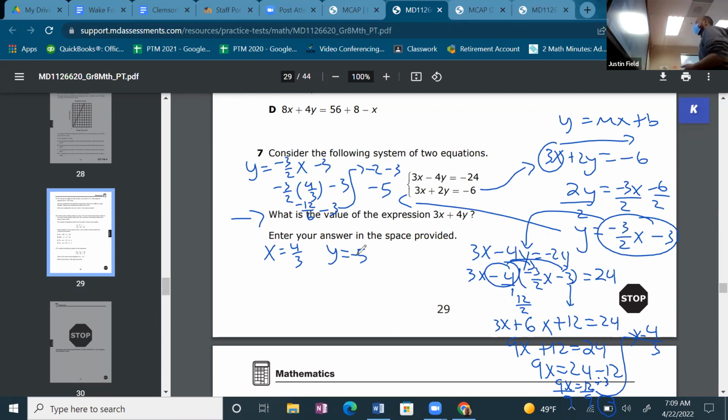But because the test people didn't want us to be done, they said, what is the value of the expression 3x plus 4y? So we have one more step. What is that step? What do we got to do to find the value of this expression? Do we know what x is? Yeah. Do we know what y is? Substitute. Yeah, that's right. So we're just gonna substitute.